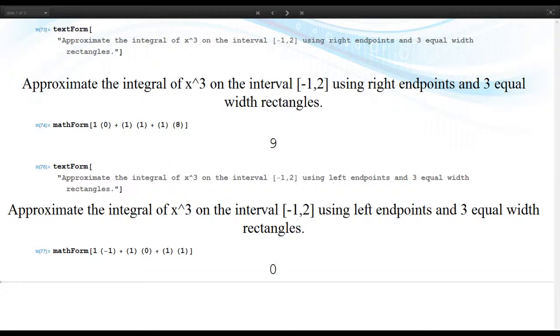But doing more boxes, doing more rectangles is not really any harder than doing 3. We just have to count up more boxes. And the process is pretty much the same. You still figure out the height of each box, the width of each box, multiply them together, and add all of the areas at the end.